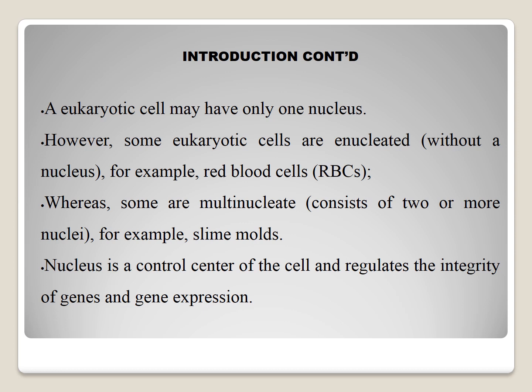However, some eukaryotic cells are enucleated, without a nucleus, for example, red blood cells, whereas some are multinucleated, consisting of two or more nuclei, for example, as you can see in slime molds. The nucleus is the control center of the cell and regulates the integrity of genes and gene expression.